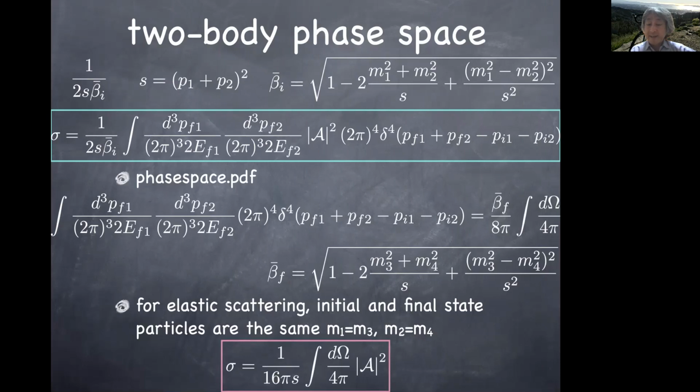The cross-section is 1 over 16 pi s. Again, s is the center of momentum energy squared, and then there is the solid angle integral of the Feynman amplitude squared, and that's it.